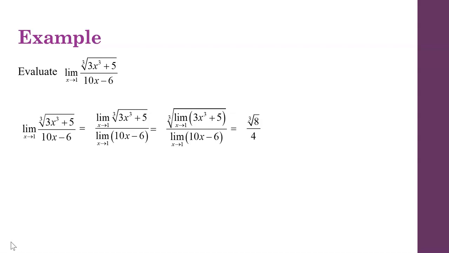So this turns into cube root of 8. 3 times 1 cubed plus 5 is 8. And on the bottom, 10 times 1 is 10 minus 6 is 4. And the last thing we need to do is just evaluate and simplify. Cube root of 8 is 2, so we get 2 over 4, and that gives me 1/2.